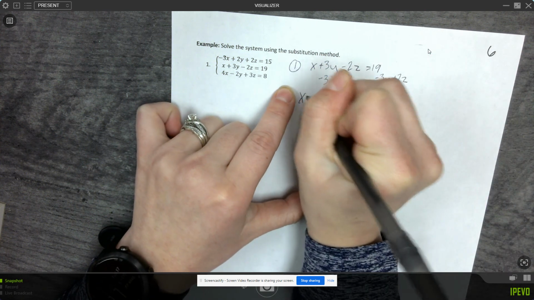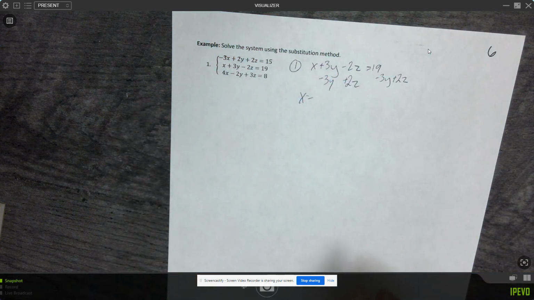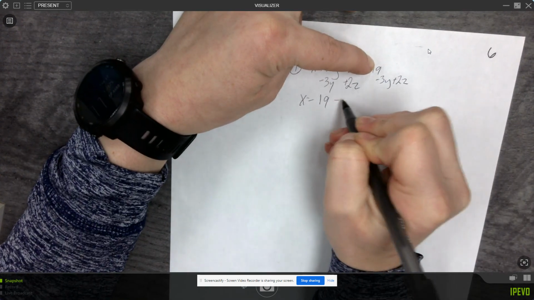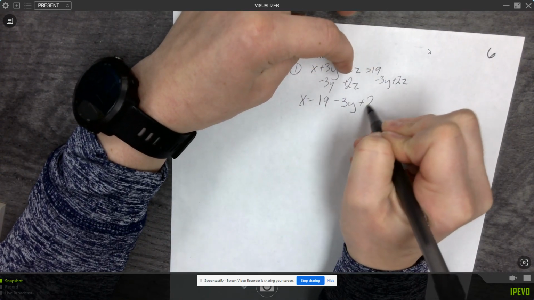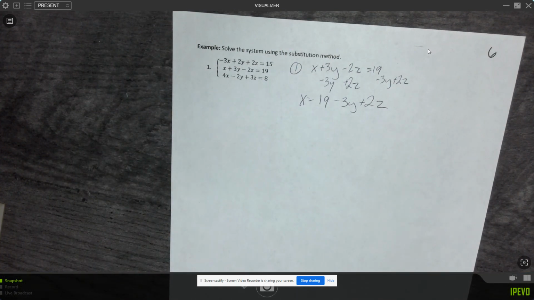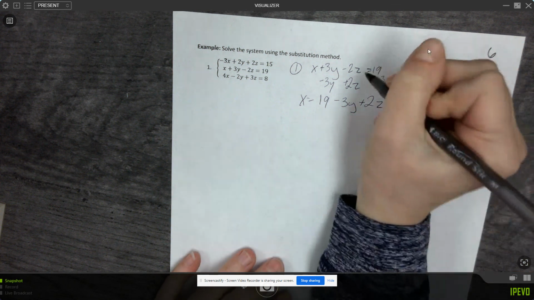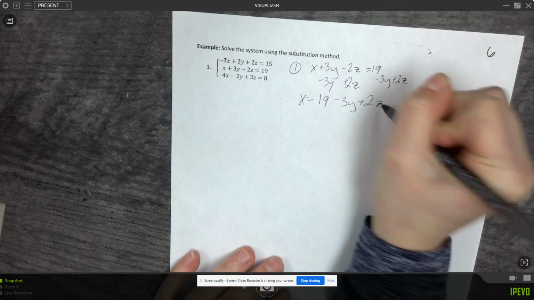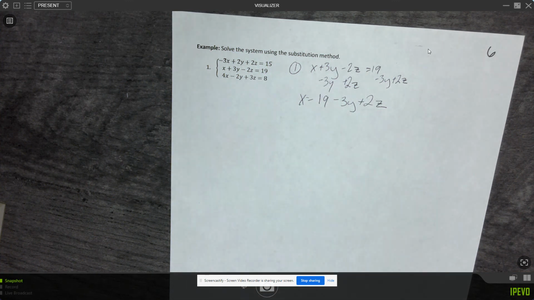so that it becomes x equals, and you can really write them in any order you want to. It doesn't matter. I'm just going to write them in the order they're in here. 19 minus 3y plus 2z. And I'm going to do my very best to help you know which one is a 2 and which one is a z. And I'm going to do that by making my z's with this line through them. Those are z's with a line through. Mathematically, that's how we distinguish between a 2 and a z.